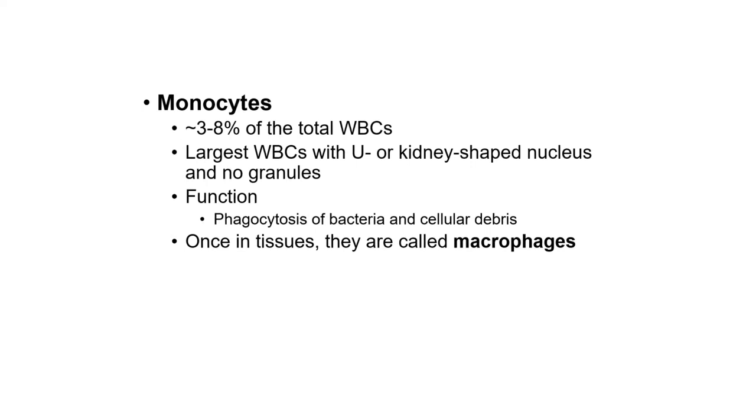And then we have monocytes. These make up 3 to 8% of the total white blood cell count. They are the largest of the white blood cells, and they have a U or kidney-shaped nucleus and no granules. They function in phagocytosis of bacteria and cellular debris. Once they are in a tissue, they are called macrophages.